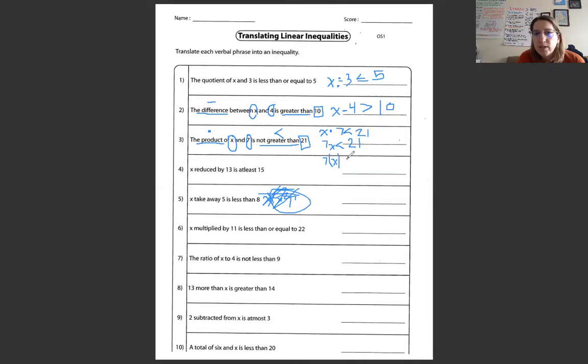And I know that's a really confusing way to word things, but it's really good, again, for you guys to think about different words that can tell you, hey, this is the inequality we're talking about. These are the different operations we're talking about.